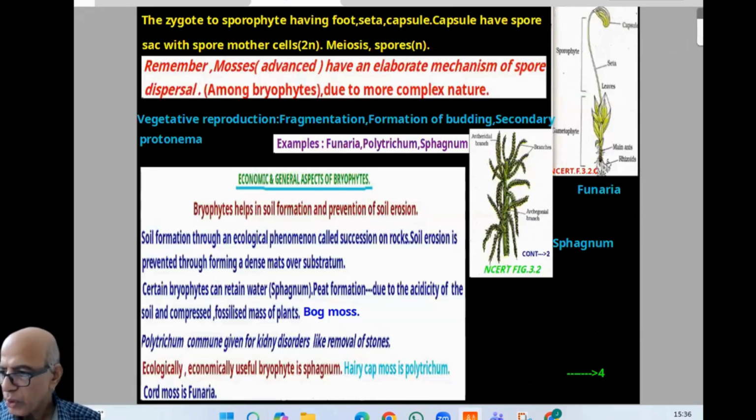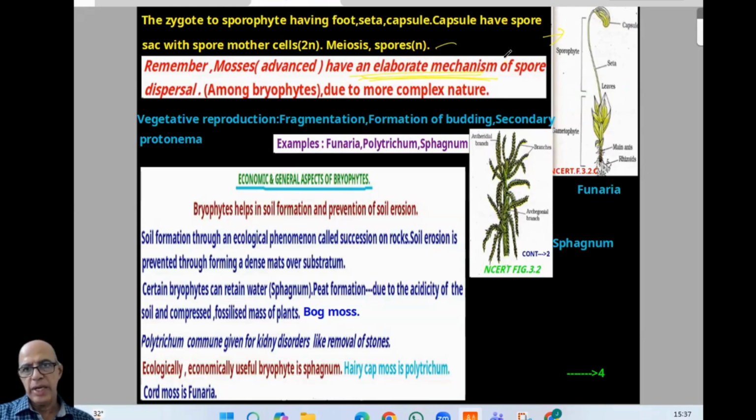Now, zygote to sporophyte having foot, seta, capsule. Labeling here is very clear and important for the exam. The capsule has a spore sac with spore mother cells. Spore mother cells will be diploid. Meiosis will be there, and again spores will be produced. And remember, mosses, the most advanced group among bryophytes, have an elaborate, important mechanism of spore dispersal due to their more complex nature. All NCERT.